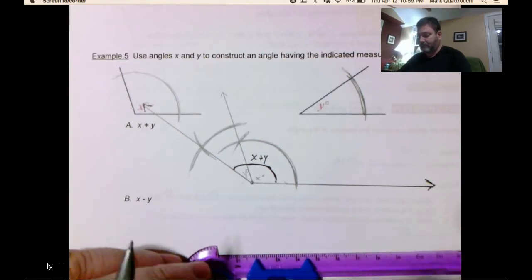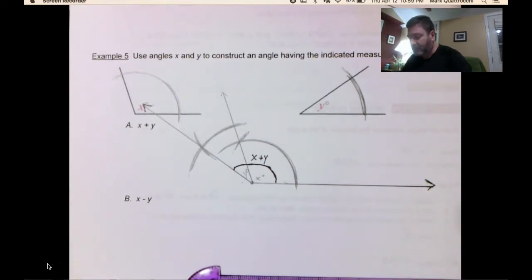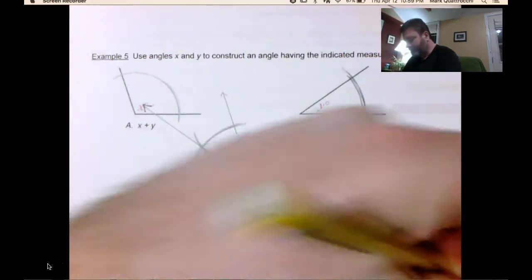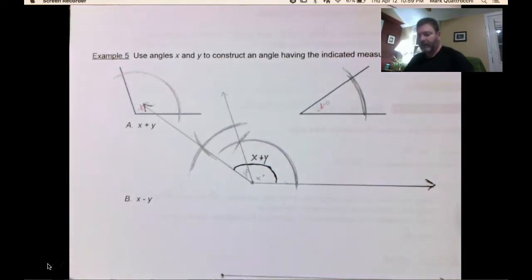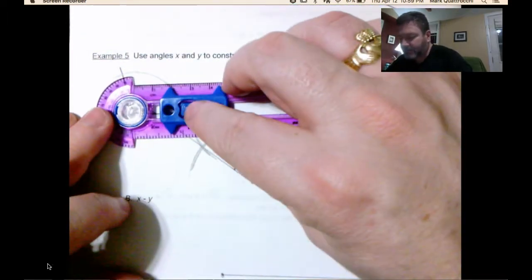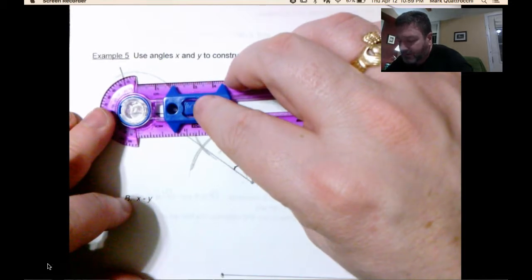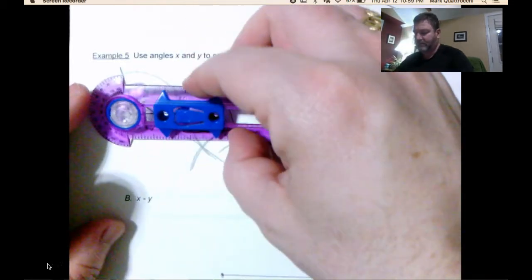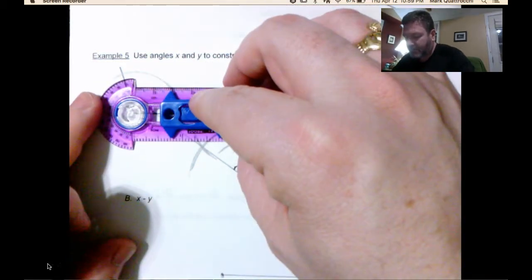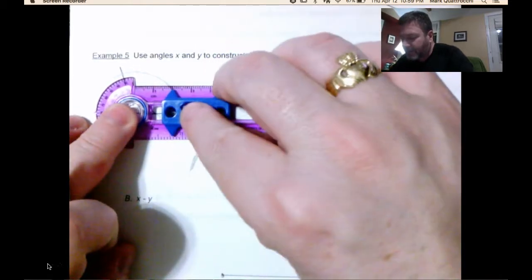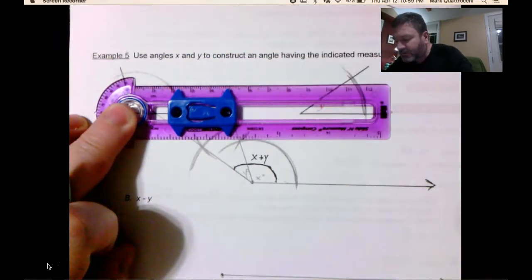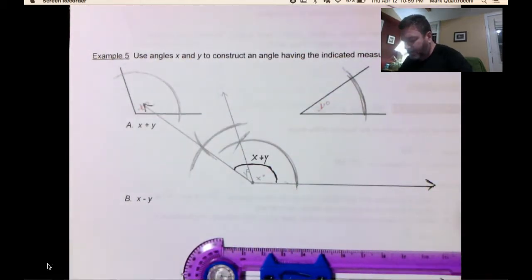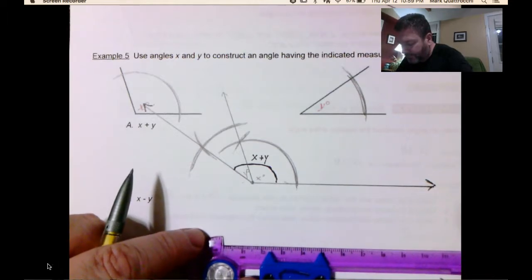So I'm going to make another ray to start with. And I'm going to make another copy of angle X here. So I'm going to use the arc that I already used earlier. Hard to see. Center of my compass. Set it to the length of the original arc that I had. Come down here. Make a copy of that arc.